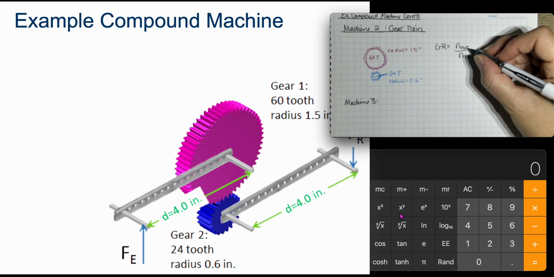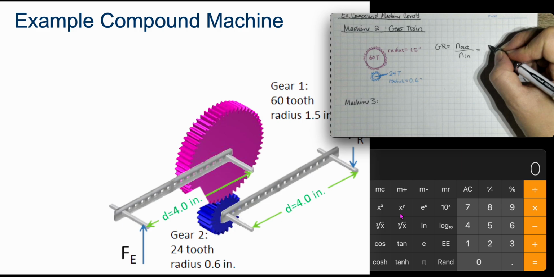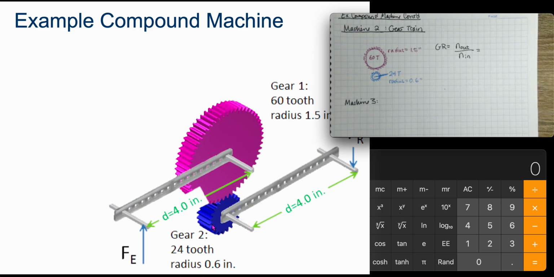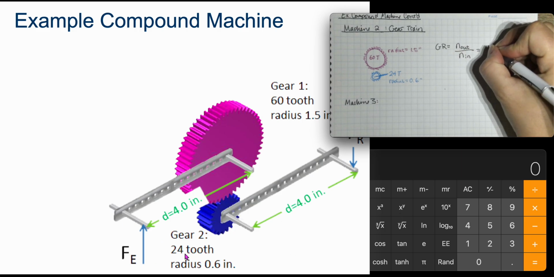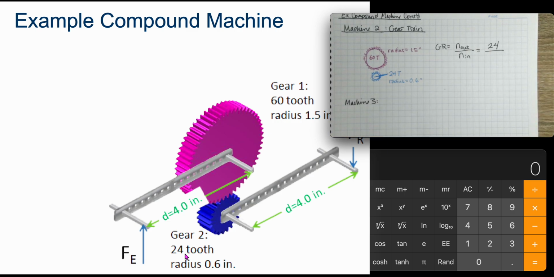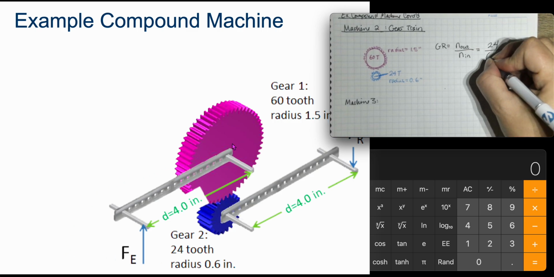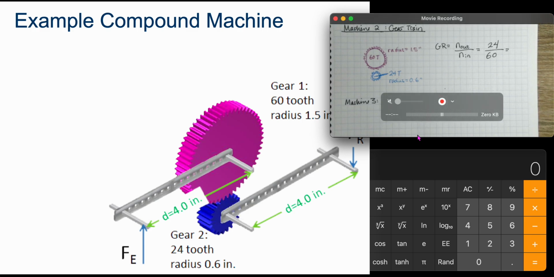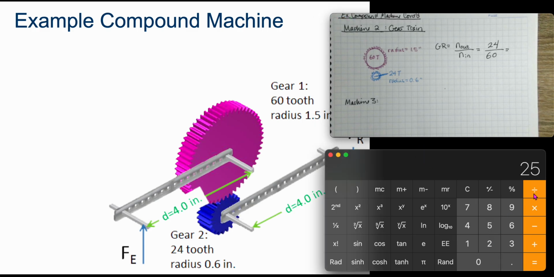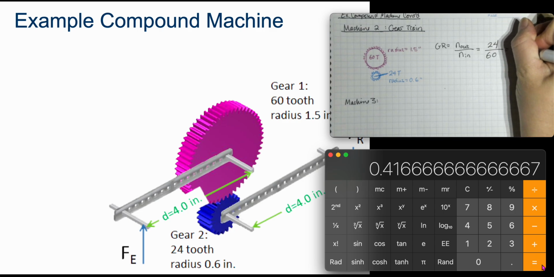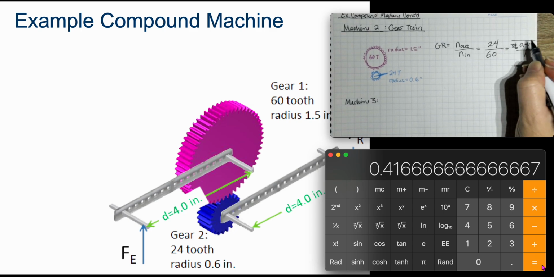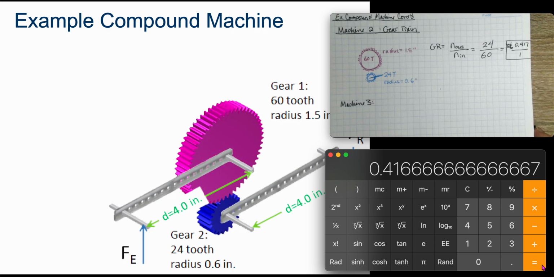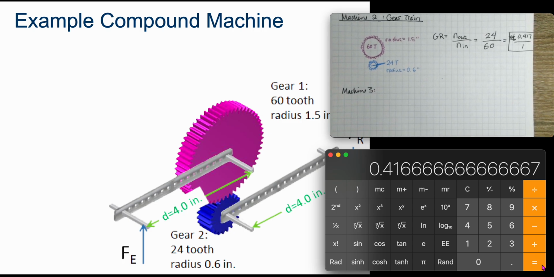The number of teeth for our output, that would be what? Well, this one down here is the output, so that's 24 teeth. That's going to be 24 over our input, 60 teeth. And that is 0.417 over 1. Draw my box kind of going off the page there. That works. Okay.